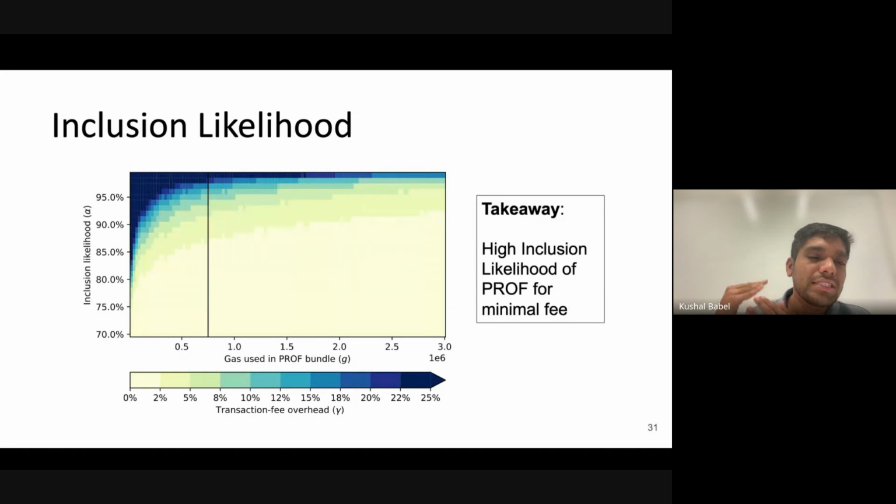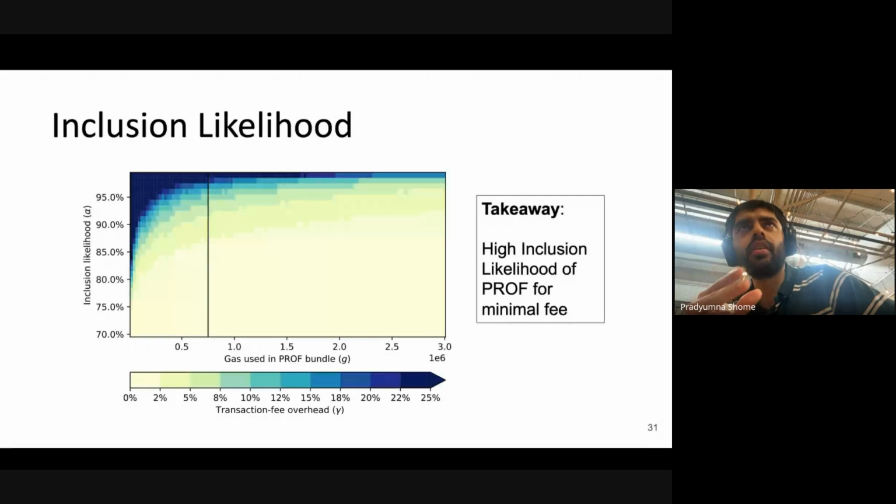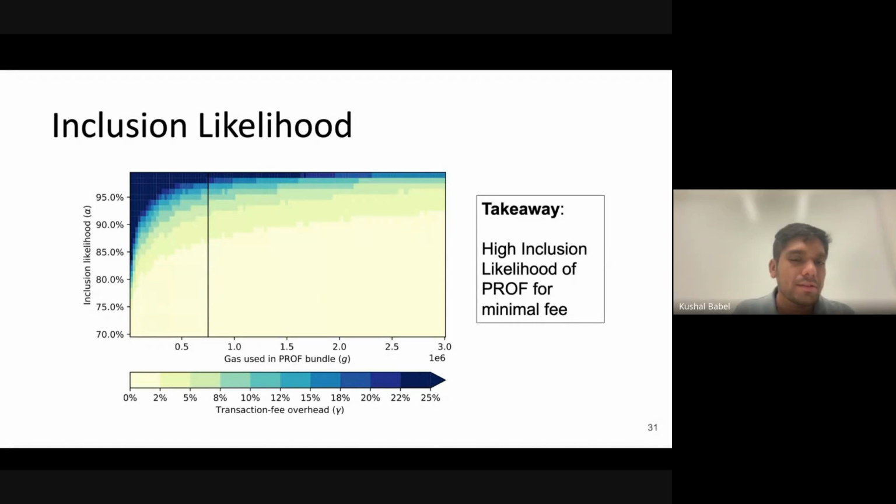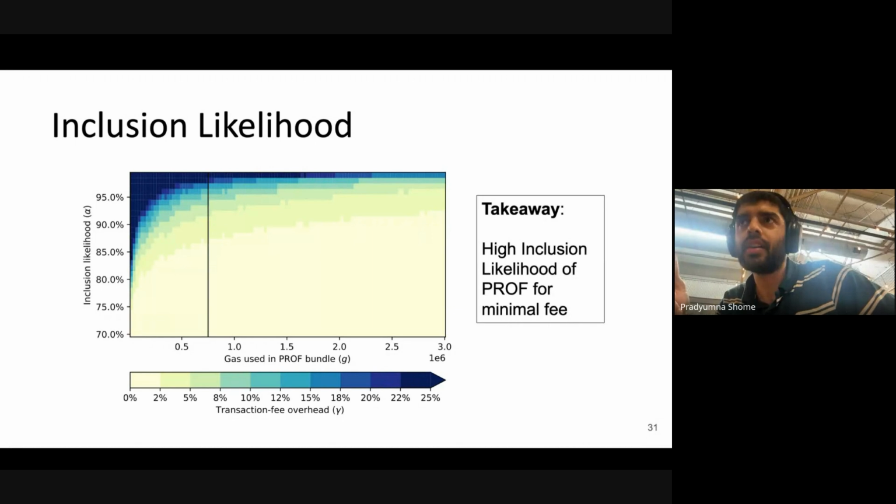So you're saying that the larger the PROF bundle, or in terms of, I guess, the MEV of the PROF bundle, the gas used of the PROF bundle, the better it's able to offset the PBS bundle.